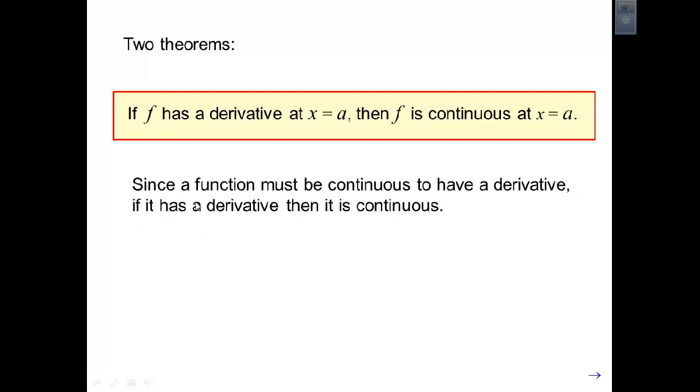And there's the reason why. Since a function must be continuous to have a derivative, if it has a derivative, then it has to be continuous. But just because it's continuous does not mean it has a derivative, so be careful.